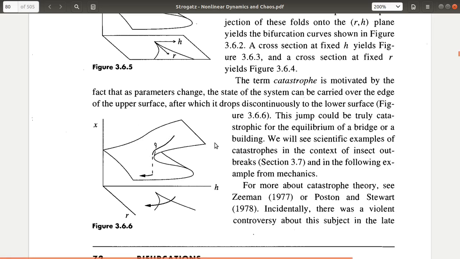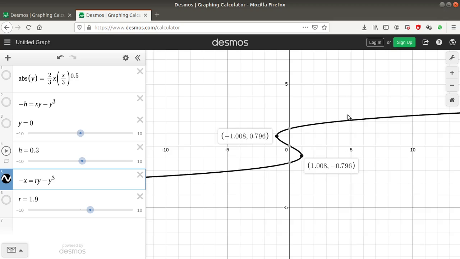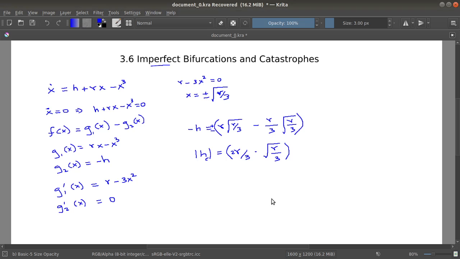So that's all about imperfect bifurcations and catastrophes. In the next lecture, we will see one physical example where this bifurcation behavior happens. Okay, thank you.